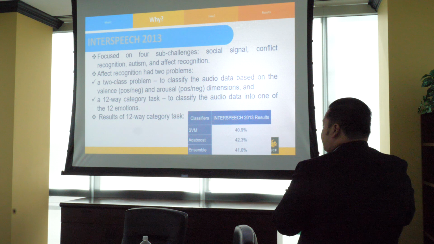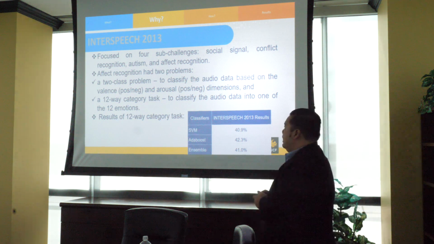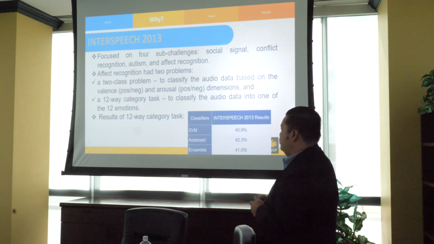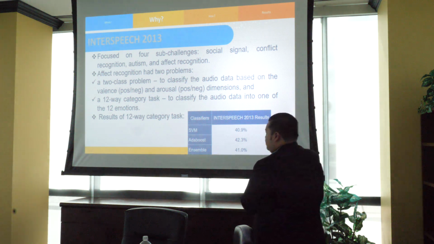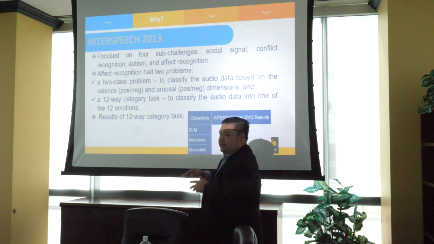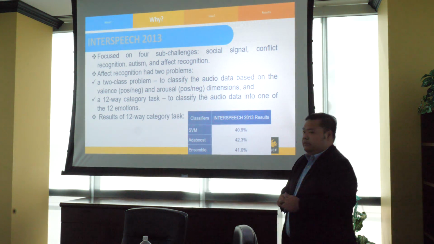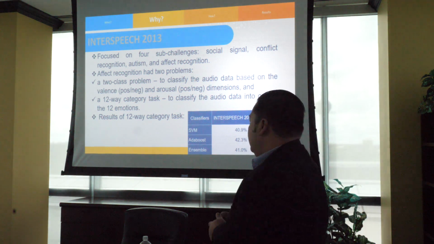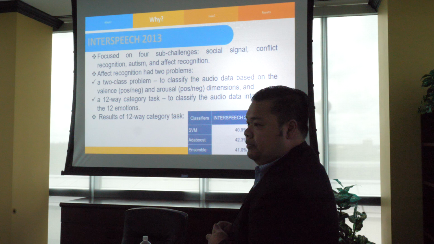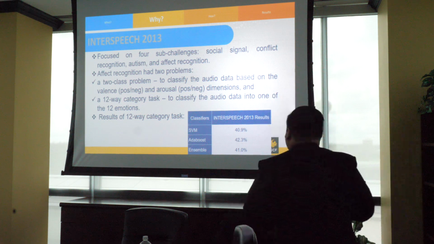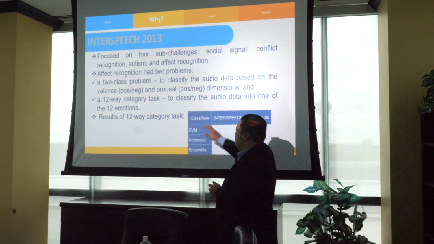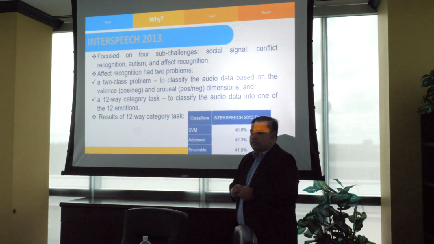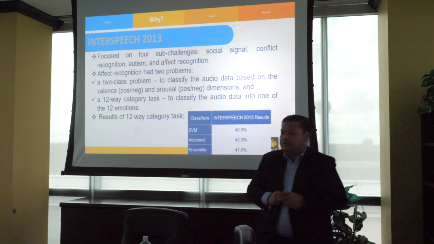So to give some idea about Interspeech 2013, they had 4 different sub-challenges: social signals, conflict recognition, autism, and affect recognition. And for affect recognition, through the paralinguistic features, they divided it into 2 subdivisions: the 2-class problem, detecting emotion using the arousal and valence dimensions, and also the 12-way category task. For our research, we try to compare our work with this 12-way category task because we're interested in expanding from 12 emotions to a higher number of emotions.